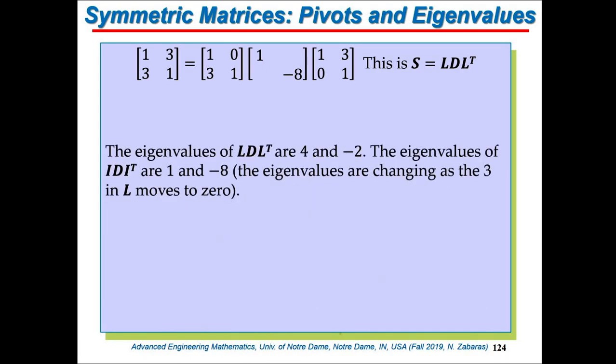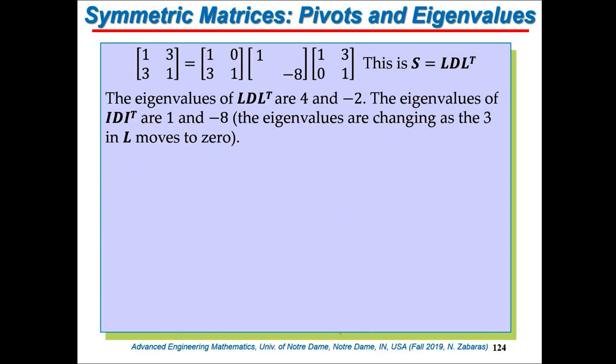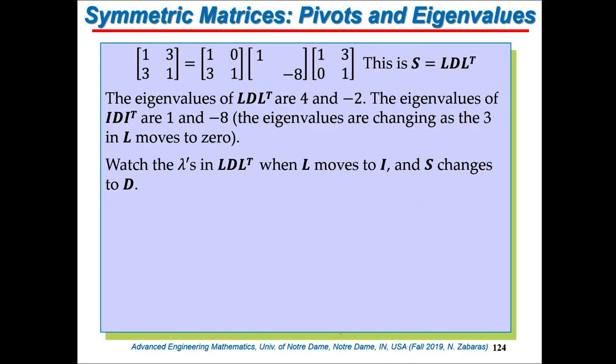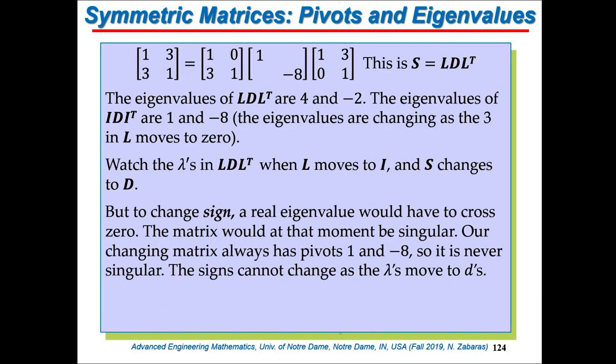And the argument can effectively be extended beyond these simple 2x2 matrices, and you can apply it to matrices of any size. Again, the trick works by doing this LDL transpose factorization, keeping D constant, so keeping the pivots constant, and then observing what happens to the eigenvalues as L goes towards I.